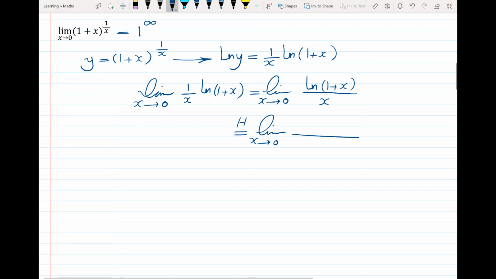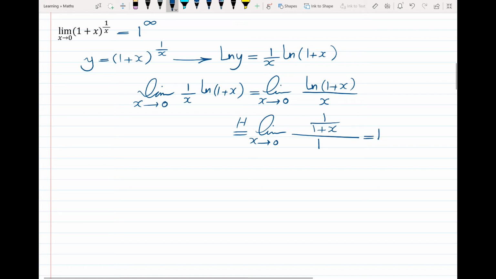Derivative of x in denominator is 1, and derivative of ln of 1 plus x is 1 over 1 plus x. We know that derivative of ln of something is 1 over that thing. So derivative of ln of 1 plus x is 1 over 1 plus x. And of course we have to multiply it by derivative of inside, but derivative of 1 plus x is just 1, and we don't need to multiply it by 1. Now if we plug in 0 for x, we have 1 over 1 plus 0, which is 1. So in the numerator we have 1, and in denominator we have 1. So this limit equals 1.